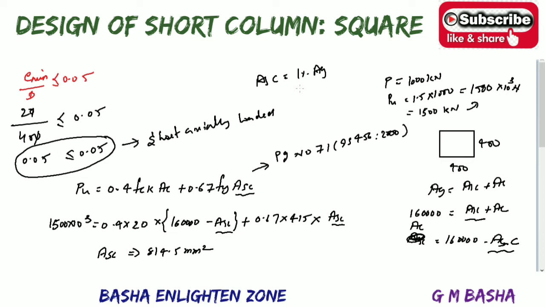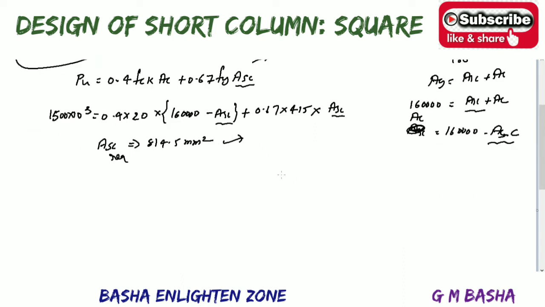Why? Because we are choosing the area of the steel according to the percentage. But if you solve like this, you will get directly the area of the steel required for a particular column. That is the only difference. So if it is not given in the question, you can solve like this. Whenever all the things are given in the question, then after solving the example, directly solve like this. So area of the steel required will be equal to 814.5 mm square, and after that you can check whether it comes under minimum reinforcement or not.